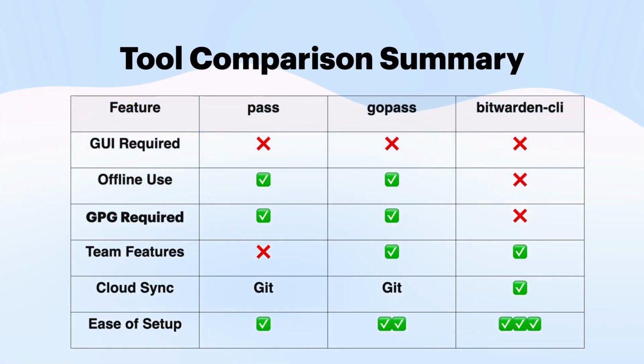It offers seamless integration with Bitwarden's Cloud Vault, meaning your passwords are available everywhere. And the best part, you don't need to manage them syncing manually. Each tool has its strengths, so you should choose based on your environment and how you plan to use the password manager. For teams or anyone needing cloud sync, GoPass and Bitwarden CLI shine.